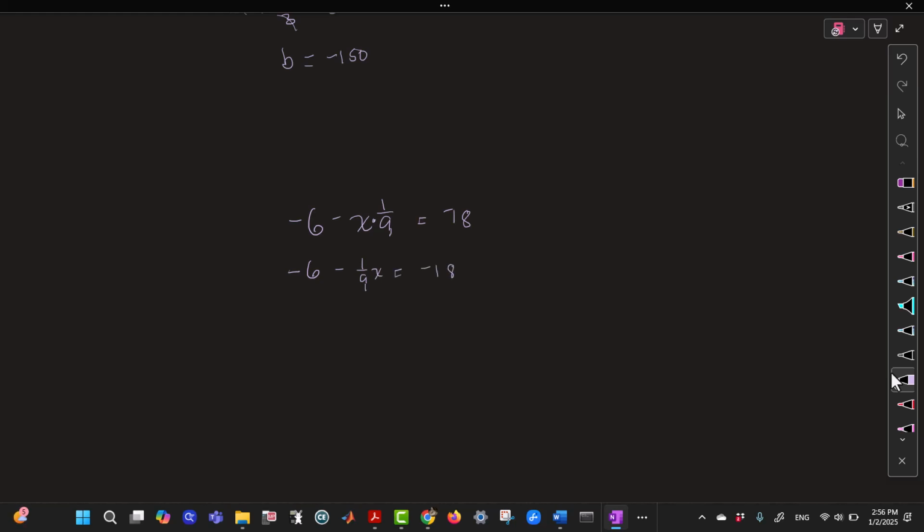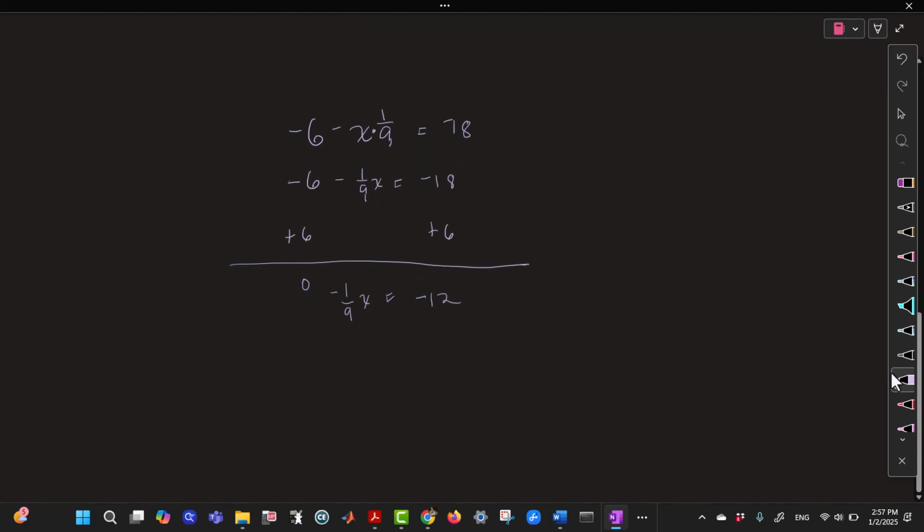And then the first thing I want to do is to get rid of the negative 6. So like in the last one, or a couple times ago, I'm going to add 6 to both sides. And when I do that, the negative 6 plus 6 is 0. Here I'm left with negative 1/9 x equals, and negative 18 plus 6 is negative 12.